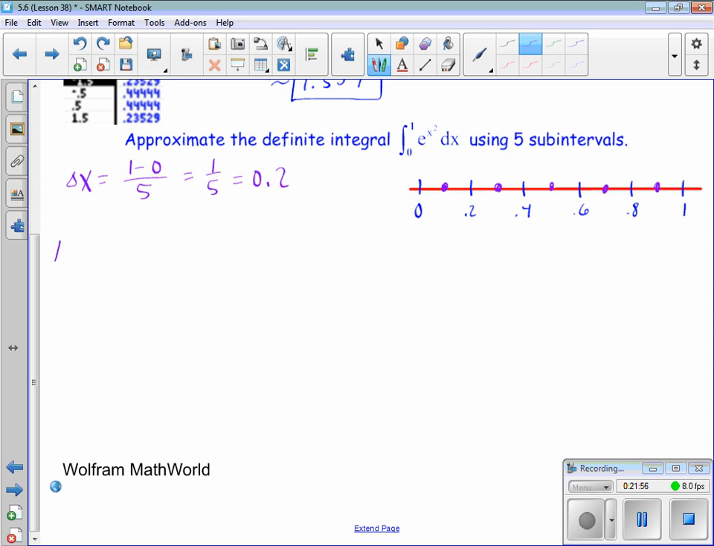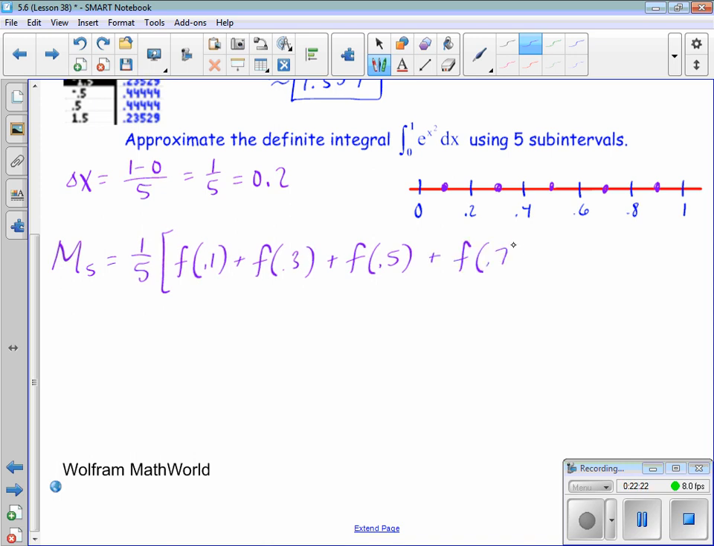So when I'm trying to find my midpoints with 5 subintervals, what goes up front? 1/5 or 0.2, whichever way. And then I'm finding my function at 0.1, and then at 0.3, and so on here. So I'll write these out. Do we have any questions so far?